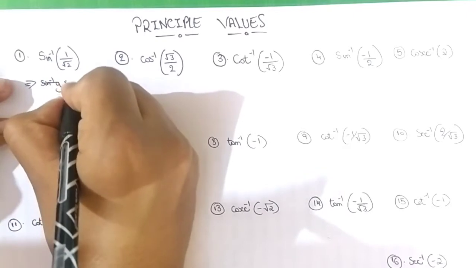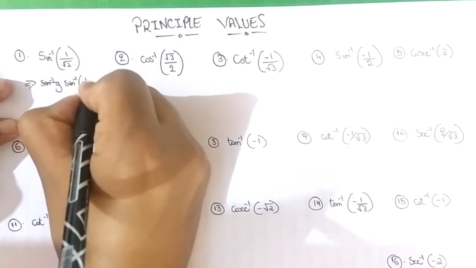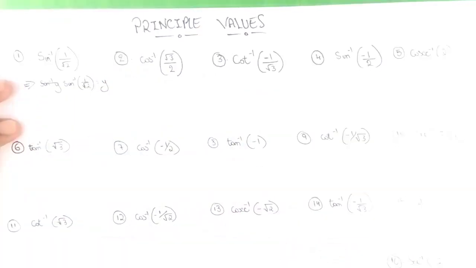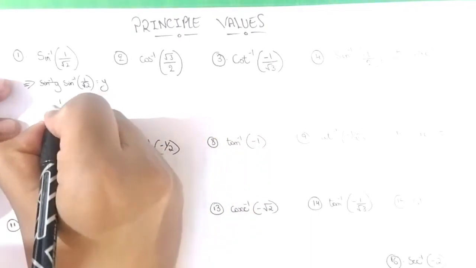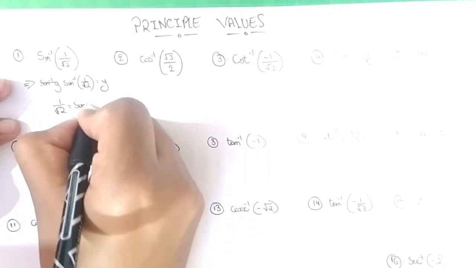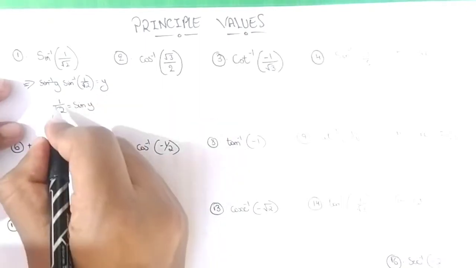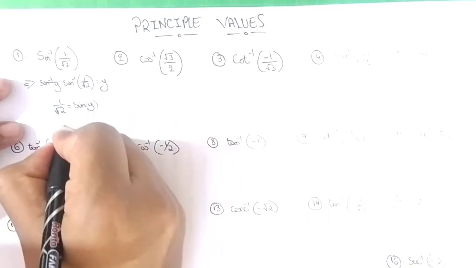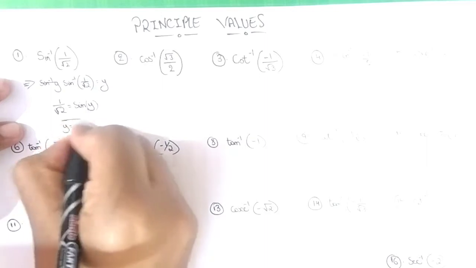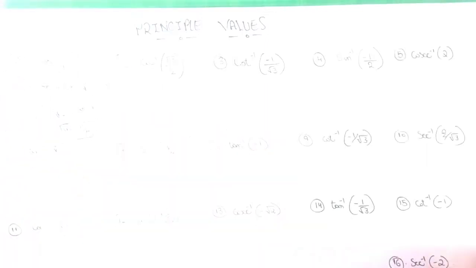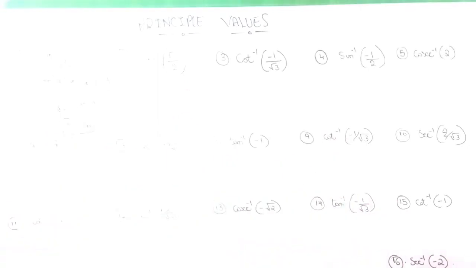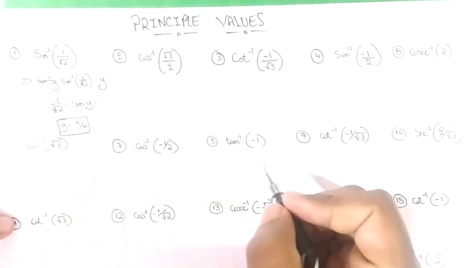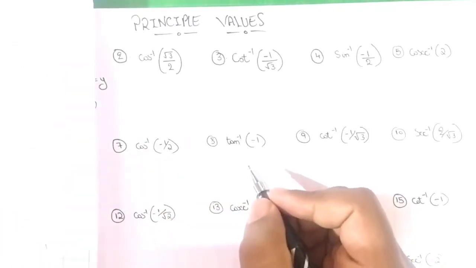Let us take sine inverse of 1 by root 2 is equal to y. Now you should take sine on the other side. That's 1 by root 2 equals sine y. Then what's the value of y? y is going to be pi by 4. This is simple. This is only because you need to solve the given question. If you need to go directly, then you can directly write pi by 4. Let's go directly with the next question.